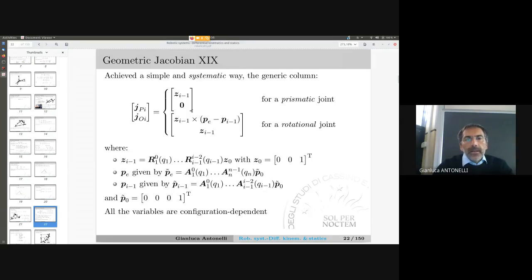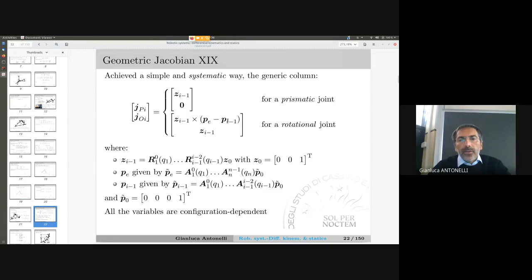So now this is my compact way to build the geometric Jacobian, and this will probably be the page that you will have in front of you when you do the exercise on writing the program for your Jacobian. Let us see. Those are the 6x1 columns, because I just take position and orientation for the generic joint i, so the i-th column of the Jacobian. If the joint is prismatic, I just need to put the unit vector z i minus 1 and then a 3x1 zero element. For a rotational joint, I need to write this cross product and then the unit vector z i minus 1.